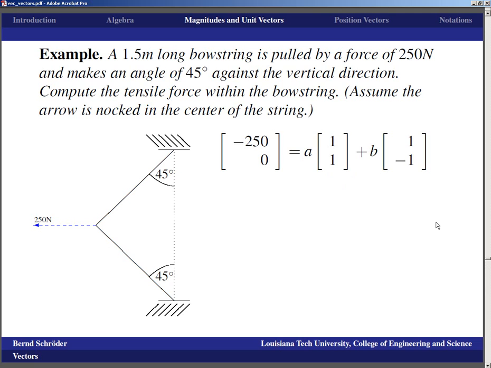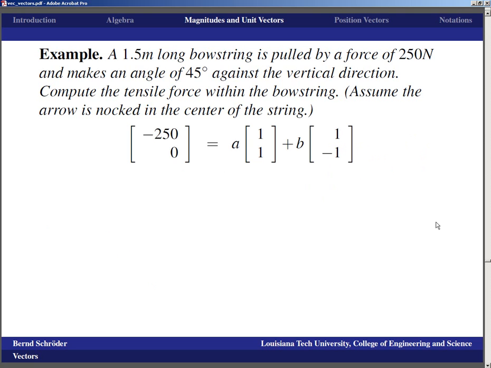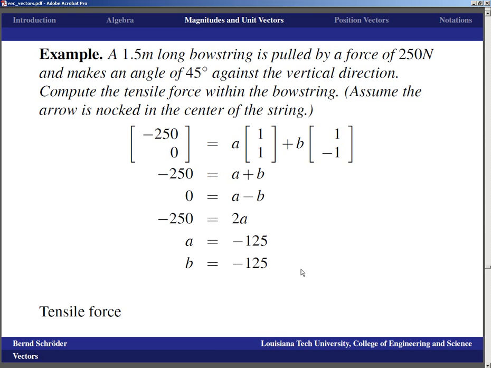Now the rest is just computation. The rest is just mathematics. So here we go. Here's the equation. That means negative 250 is a plus b. It means 0 is a minus b. If we add these two equations, we get that negative 250 is 2a. That means a is negative 125. And that means b is also negative 125 because a minus b is 0.